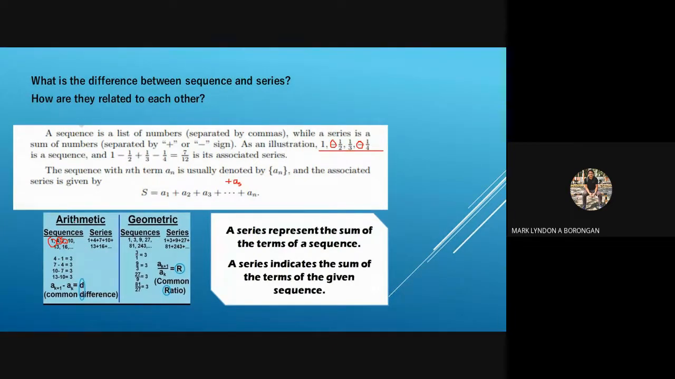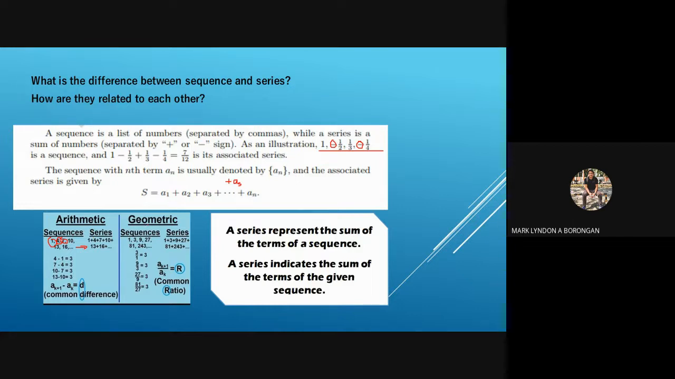Since we have an arithmetic sequence, we also have an arithmetic series. In an arithmetic series, all you have to do is add them. So 1 plus 4 plus 7 plus 10 plus 13 plus 16. That's all it is, we simply add the terms of the arithmetic sequence. Okay? The transformation is simply the adding sign, or plus sign.